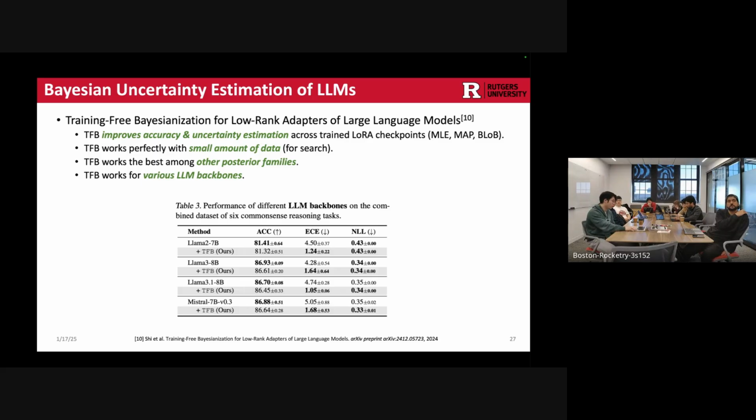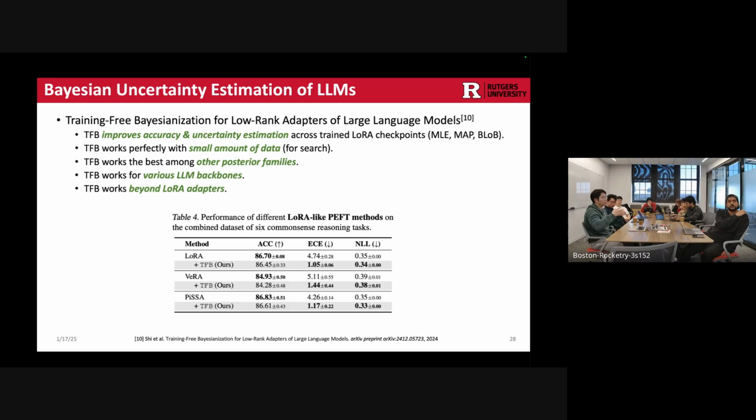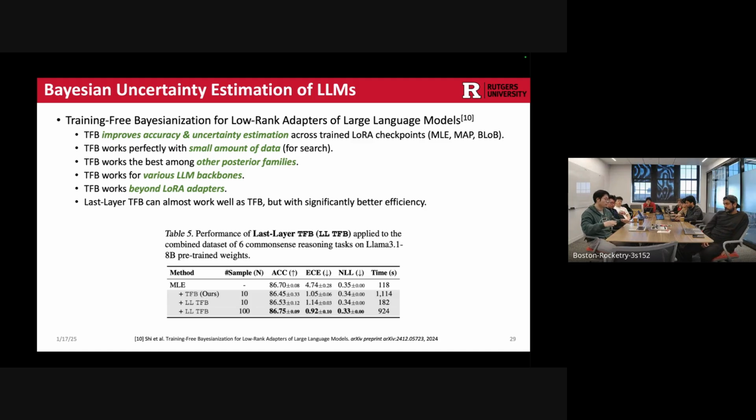It's backbone agnostic. Another good thing about TFB is that it works on different LoRA variants. There are a lot of variants of LoRA, right? You have PiSSA, you have VeRA, or sometimes ETHER LoRA. If those LoRA adapters can be represented in B and A, because they're trained differently but are eventually still low rank adapters, then you can apply TFB to those variants of the LoRA adapters, and it also works perfectly.